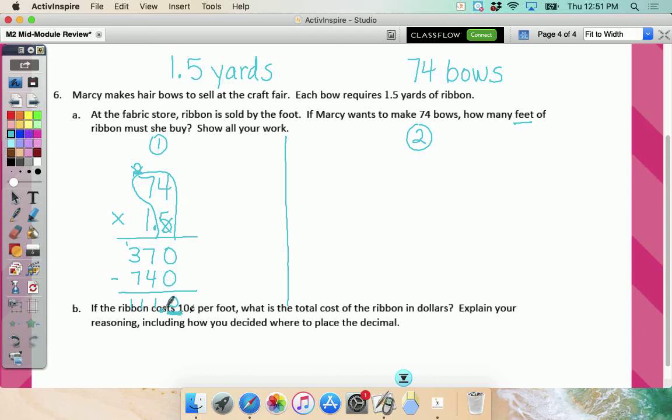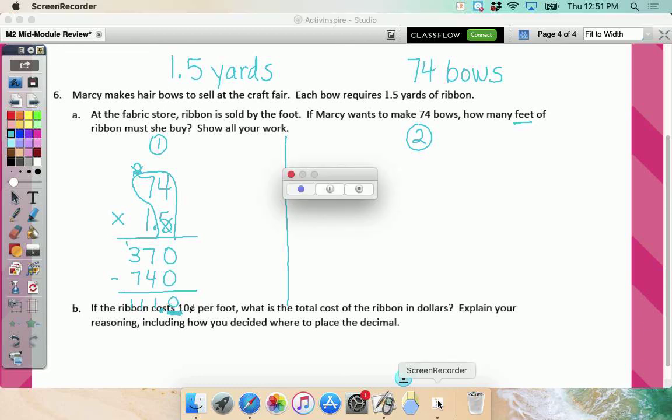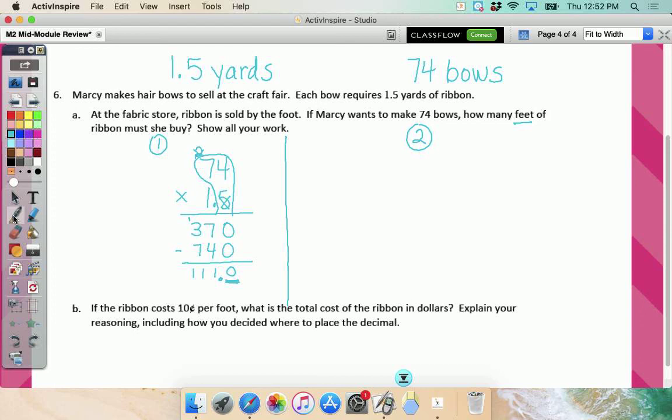You can't see mine very well. Wait, you're probably good. We probably want to solve this ourselves. What's my label for this? 111 what? Yards.